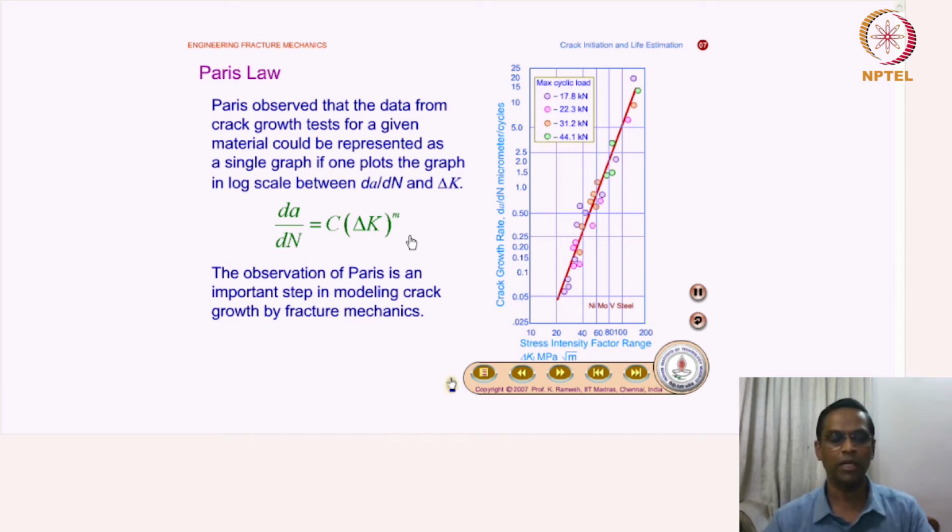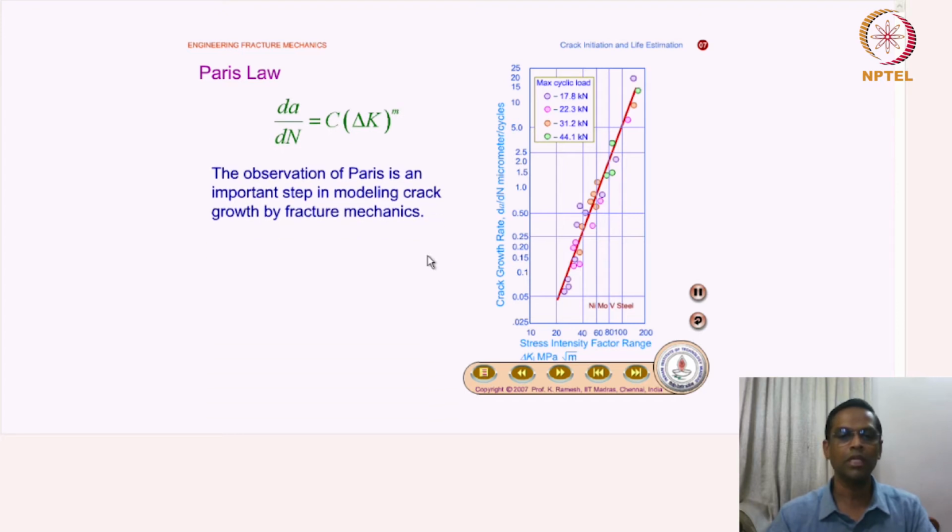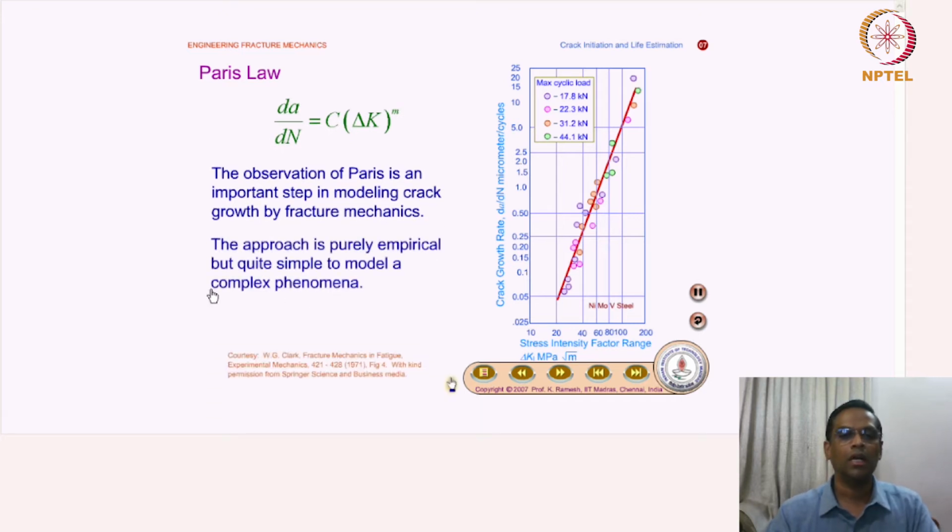So it will then be too difficult to handle such huge data for a given material, and it will be very difficult for designers to engage with them. So the Paris law gives a very important step in modeling the crack growth behavior that way. So now let us look at the details. The approach is purely empirical because it is simply curve fitting, but it is very intelligently done, and quite simple to model a complex phenomenon.